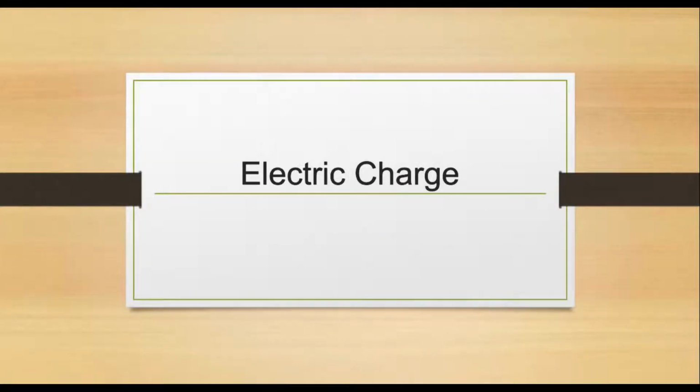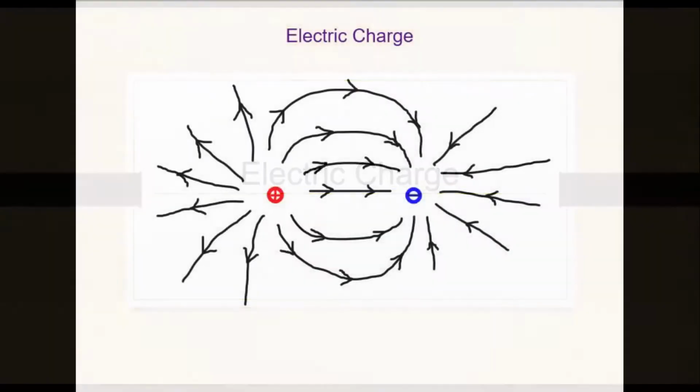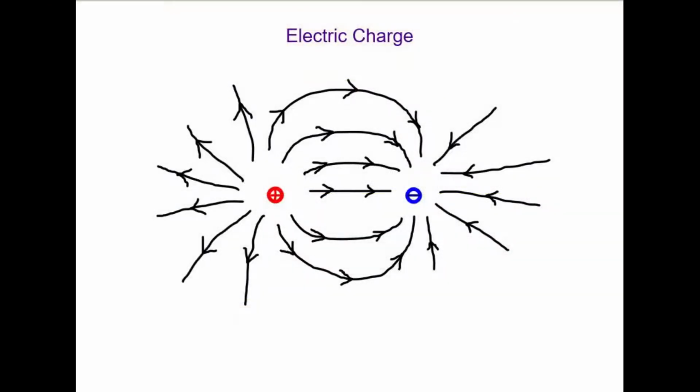Electric charge. Electric charge is the property of matter showing an excess of charge of either positive or negative, which causes it to be either positively charged or negatively charged. An object that has an absence of charge is termed as neutral.